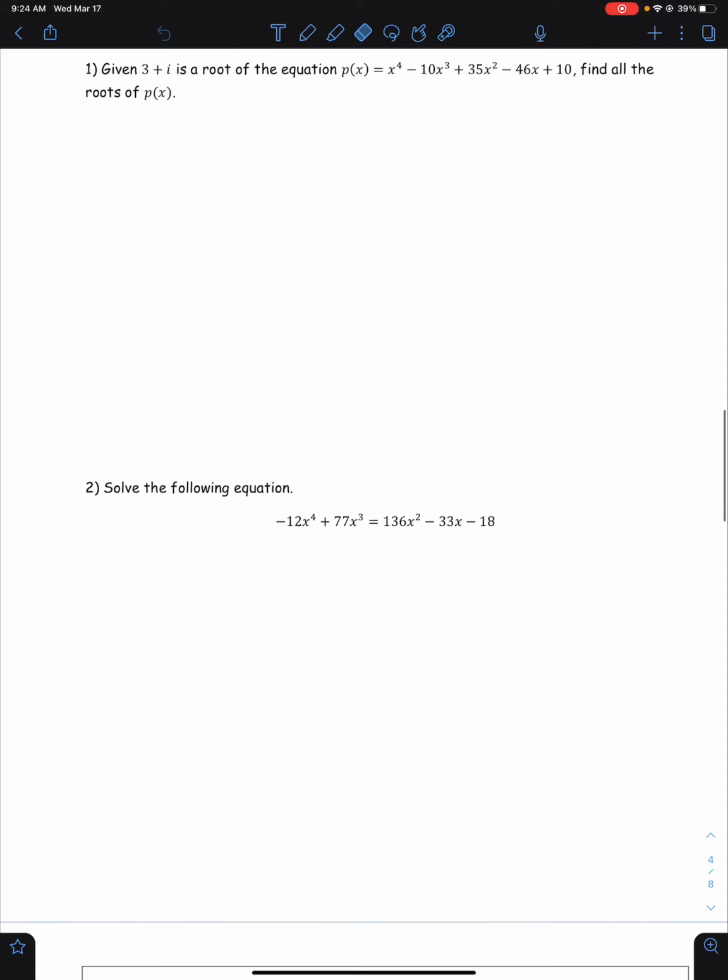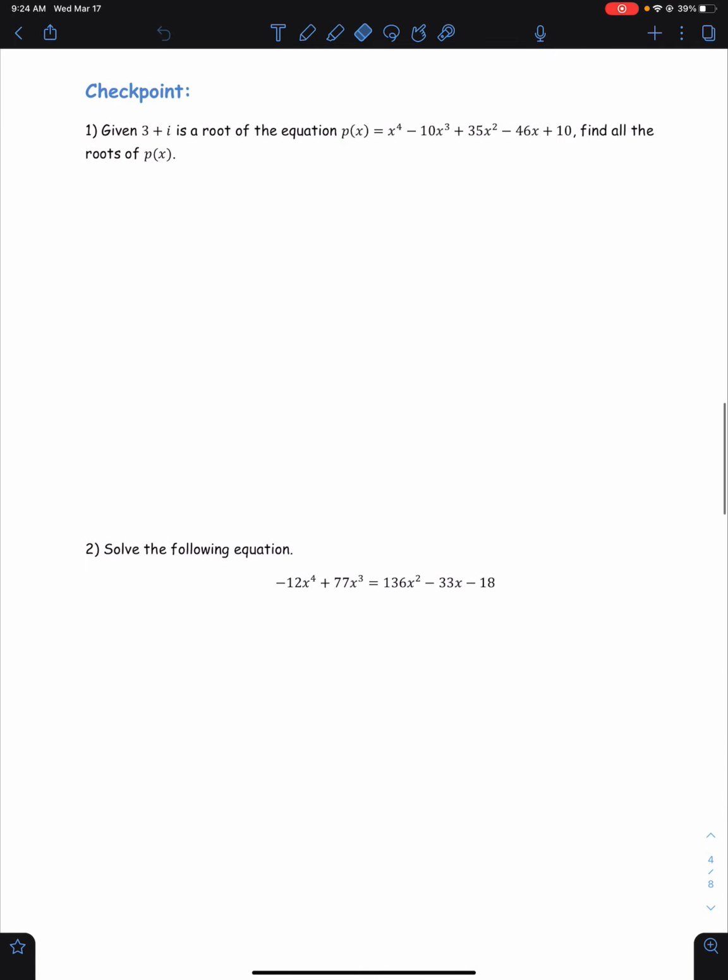So the checkpoint, I think this is the last part of the notes. Yeah, the checkpoint is just number 1 and number 2. These two are going to take a little bit of time. So pause the video, and when you're done, I will show you guys the answer up here. And that'll be it.